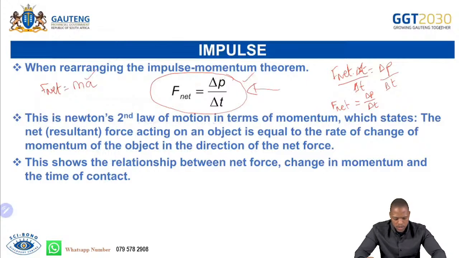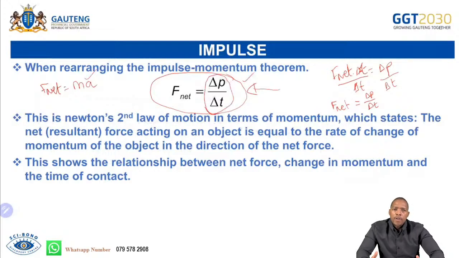In that way, you would have to say the net or resultant force acting on an object is equal to the rate of change of momentum of the object in the direction of the net force. Repeat, the net or resultant force acting on an object is equal to the rate of change. So it is equal to how fast or how slow the momentum of the object changes. That's what we mean when we say the rate of change. We are looking at how long it takes the object to change its momentum.